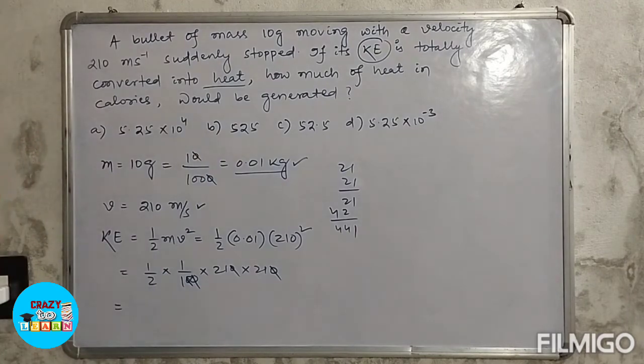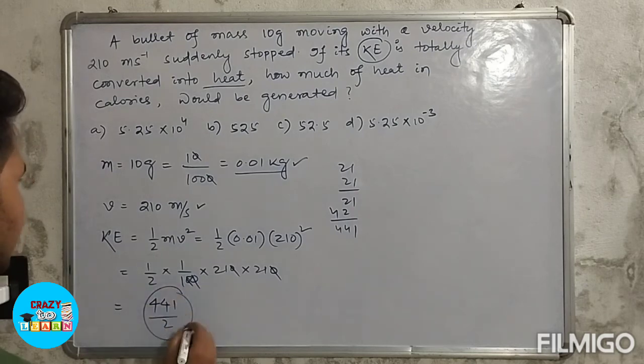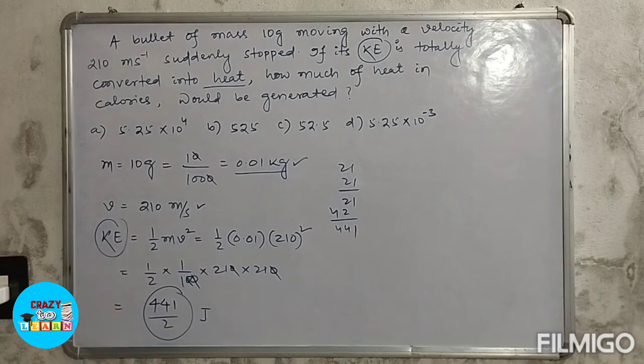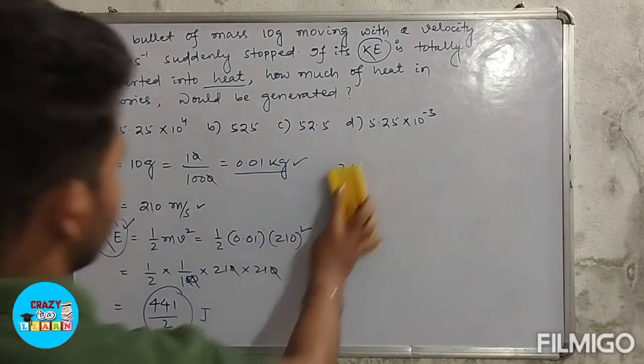Okay. So we will get divided by 2. So 441 divided by 2. This much in joule we will get as kinetic energy. The SI unit of energy is joule. We will get this much joule.